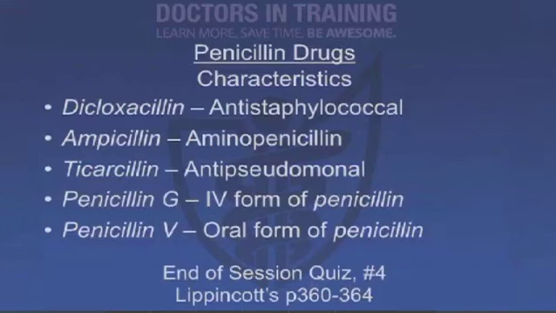Match each drug with its characteristic. So let's talk about dicloxacillin. It's an anti-staphylococcal. Ampicillin is an aminopenicillin. Ticarcillin is an anti-pseudomonal. Penicillin G is the IV form of penicillin, and penicillin V is the oral form of penicillin.